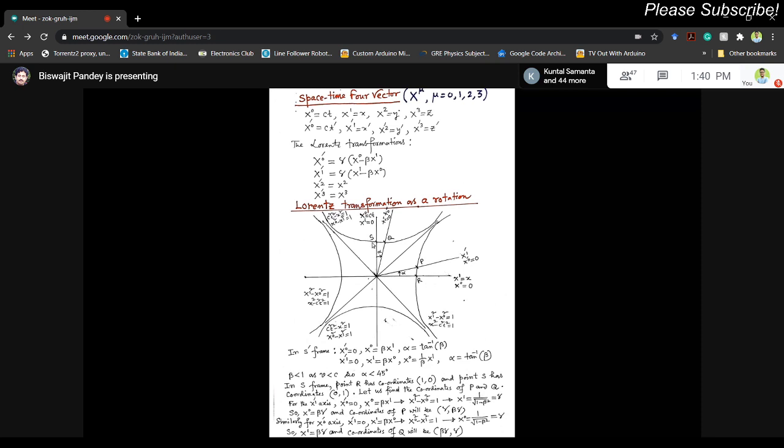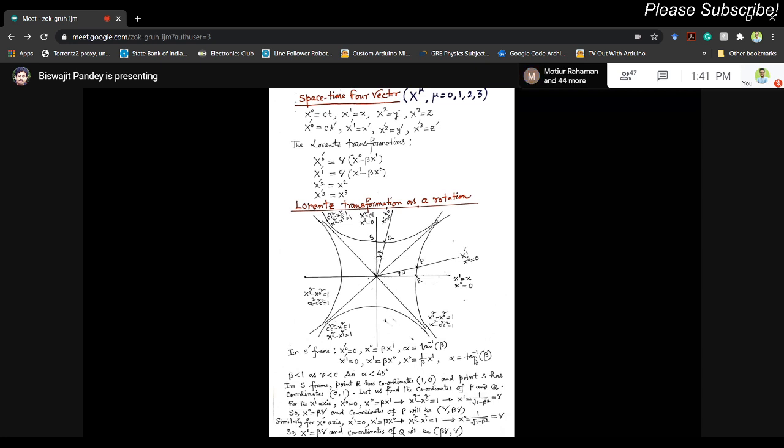Because here, see, the direction has changed. This is your x1, this is x0. In this case, this was your x1, this was x0. So that's why this fits perfectly, right? So tan of alpha will again be beta. So alpha equal to tan inverse beta.